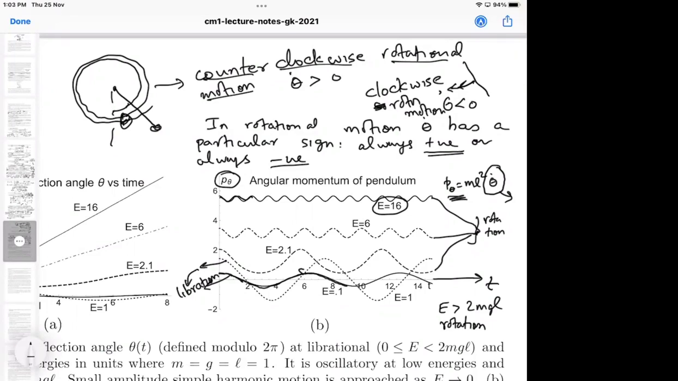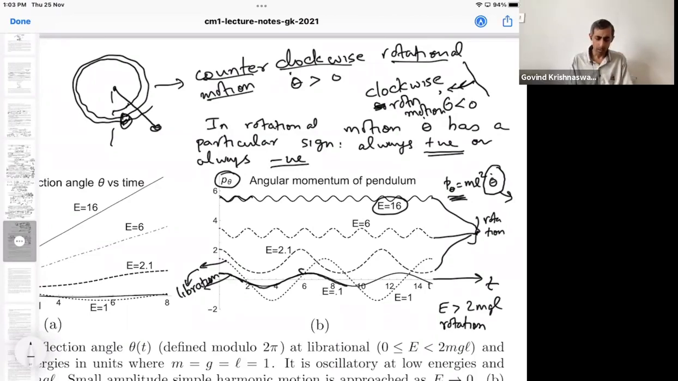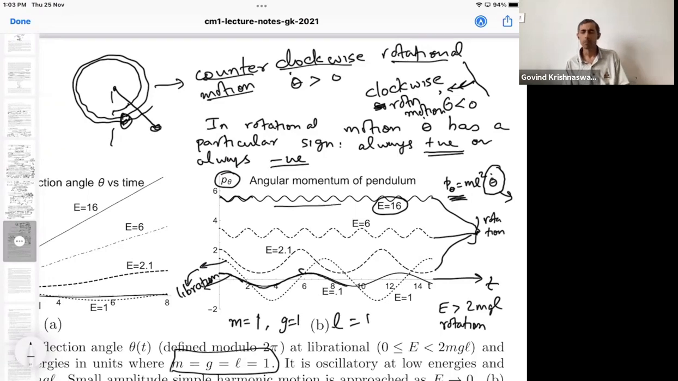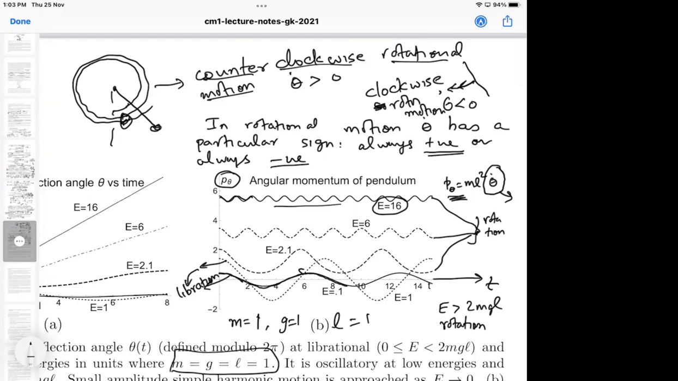Sir, it's rotation since 16 is greater than the other. Correct. Here, by the way, in this figure, I have taken m equal to 1, g equal to 1, and L equal to 1, so those are the units being used for our convenience. In any case, the point is that 16 is more than 2, and therefore this has to be rotation. And among the rotation, we had discussed two possibilities, namely clockwise and counterclockwise. So tell me which one is being described here.